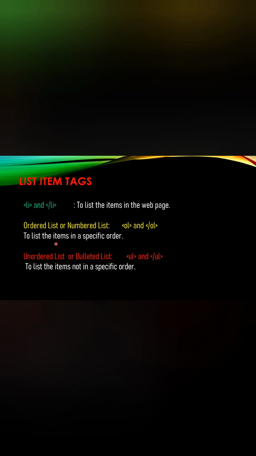So to list the items in a specific order, we are using this OL pair of tags, and to list the items not in a specific order, we are using UL, unordered list, UL pair of tags. This is also known as bulleted list. Here the items are not arranged in a specific order, but the items are arranged as bullets. Okay, so these are list item tags.